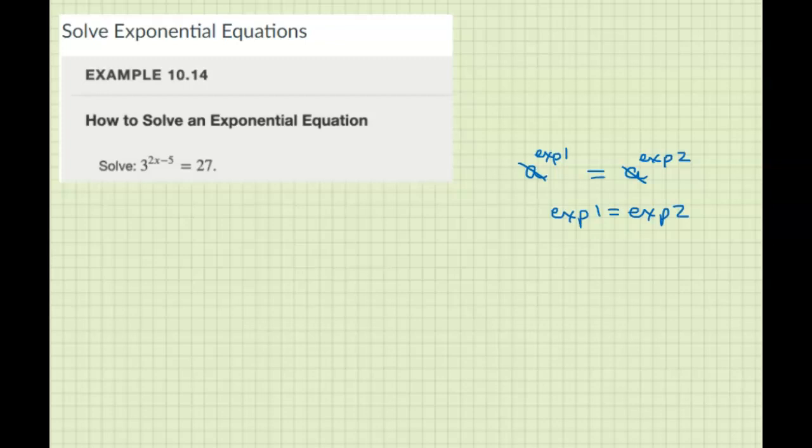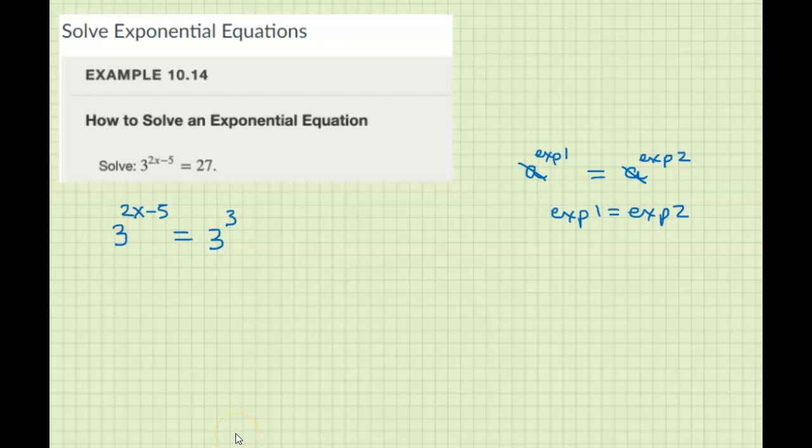In some problems, we can make it to match the bases. In a lot of problems, we can't, and we're going to talk about logarithmic functions that will help us solve those problems. Right? So in this example, we are able to match the bases. We have base of 3 to 2x minus 5. And 27, you go, 27 is 3 to the what power? And we know that 27 is 3 to the 3.